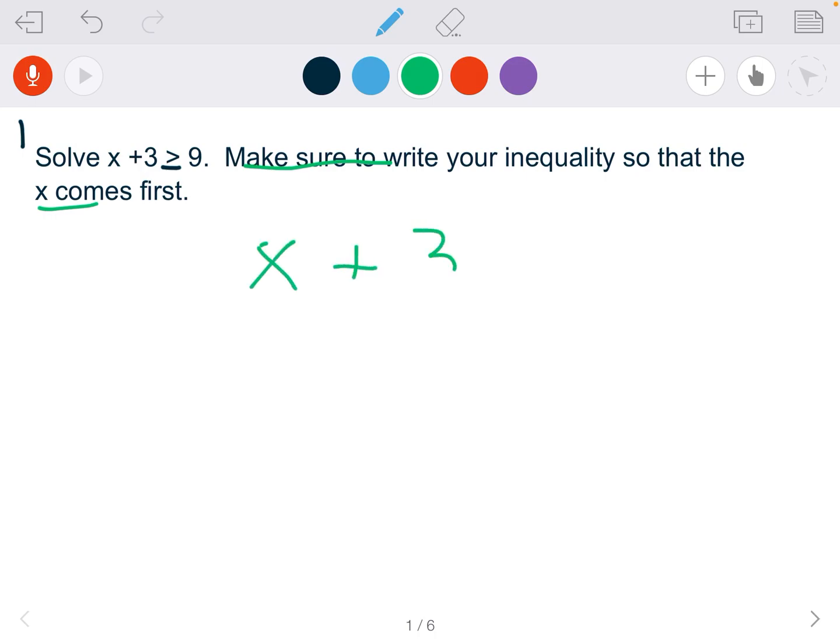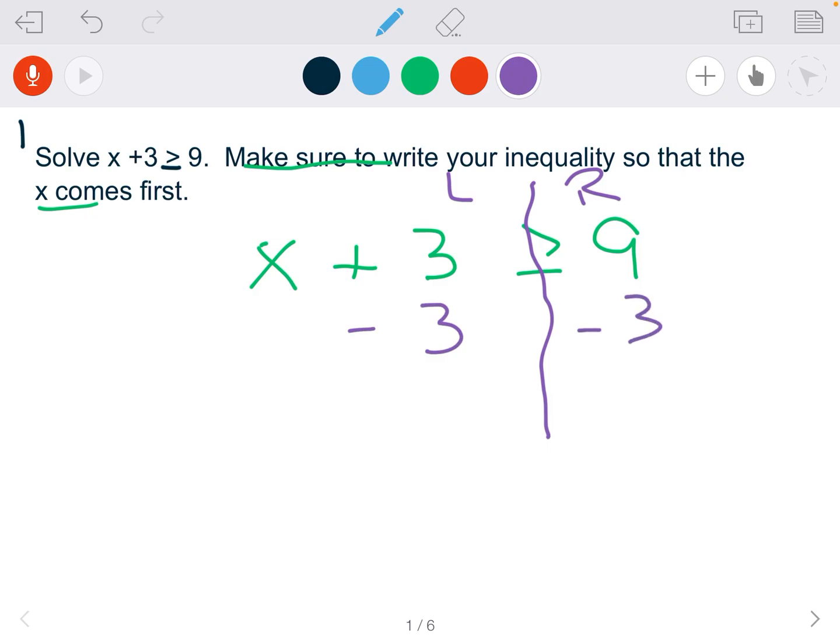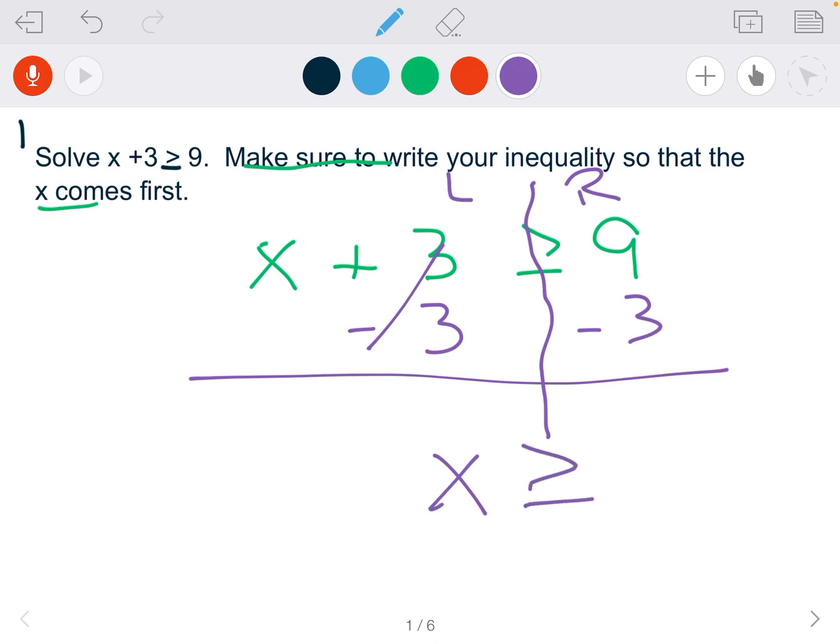So remember, on paper you'd write your inequality out, and then you solve it just like it is an equation. These are your two sides, right? Your left side and your right side. So to get x by itself, I have to minus 3. What I do to one side, I do to the other side. So I've got x. My inequality stays the same, greater than or equal to. And 9 take away 3 is 6.